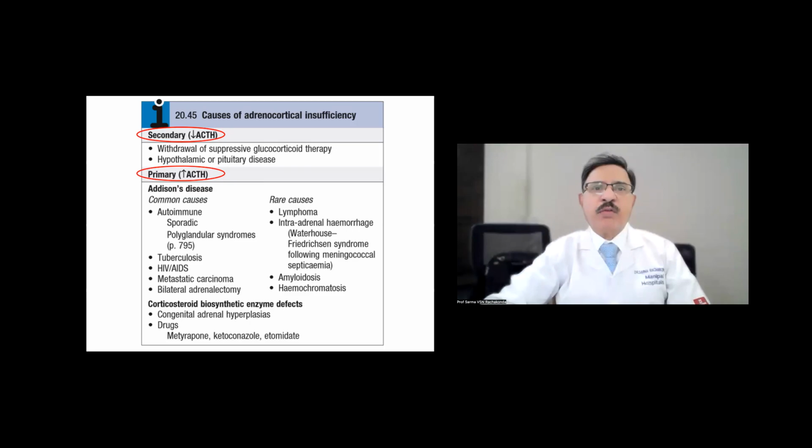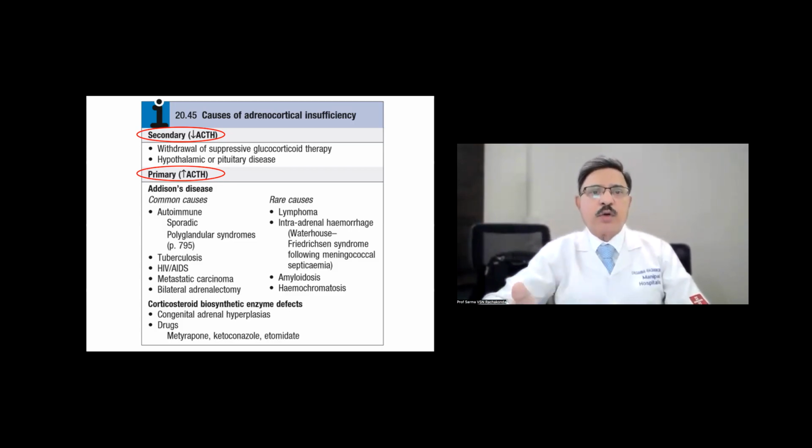So now, what are the common causes? Secondary is the most common. Commonest is withdrawal of suppressive glucocorticoid therapy. Hypothalamic or pituitary disease is the next common. Primary is rather rare, around 10% of the cases. The frequency of adrenal insufficiency is roughly around 1 to 2 per 1,000. Okay? 1 to 2 per 1,000. That is the frequency of it. If Addison's disease is there, that is a primary glandular defect, there the ACTH will be higher.